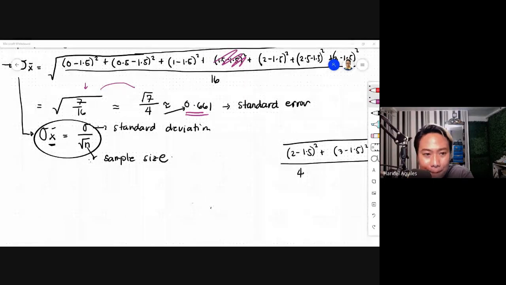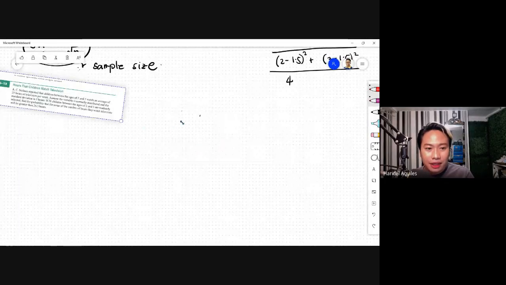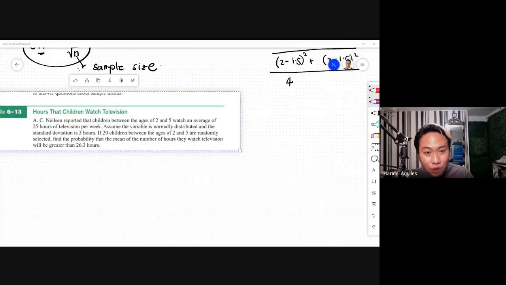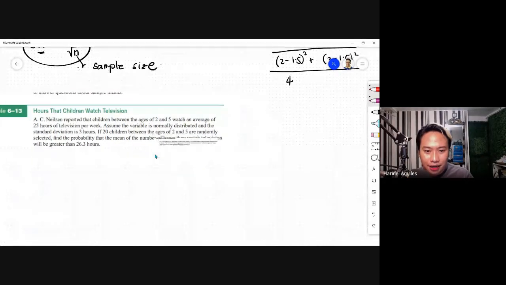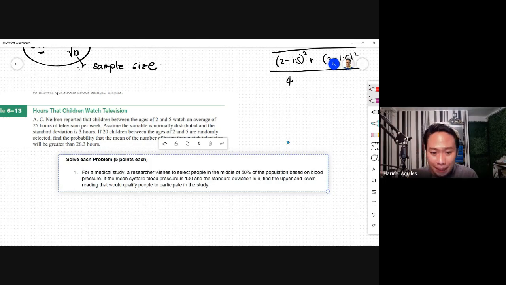Now, doing the example, guys, let me take a screenshot of the example from the assignment that we had, or the previous examples, if you remember. Let's try to compare the differences. The example says: for a medical study, a researcher wishes to select people in the middle 50% of the population based on blood pressure. If the mean systolic blood pressure is 130 and the standard deviation is 9, find the upper and lower reading that would qualify people to participate in the study.